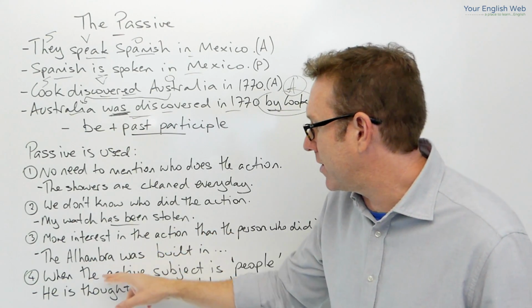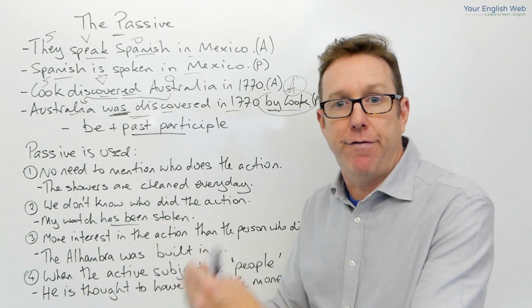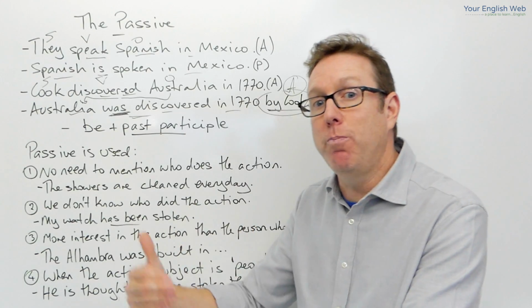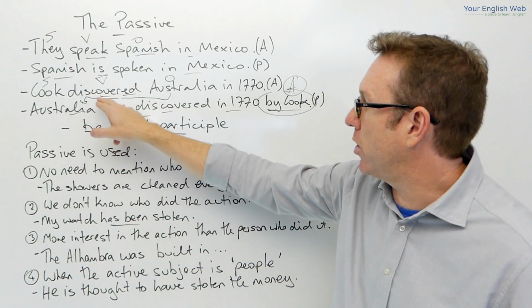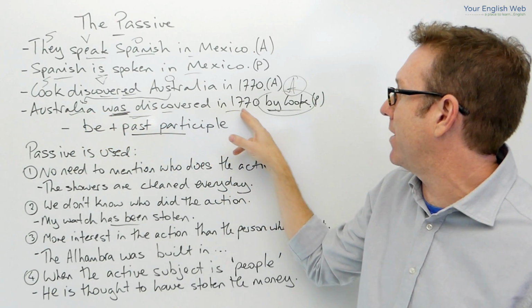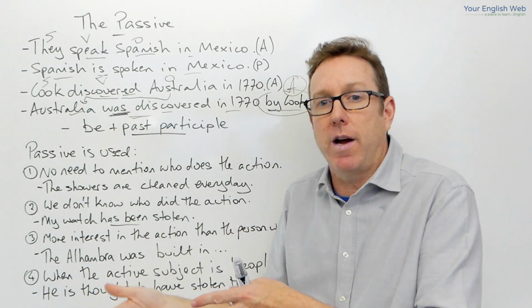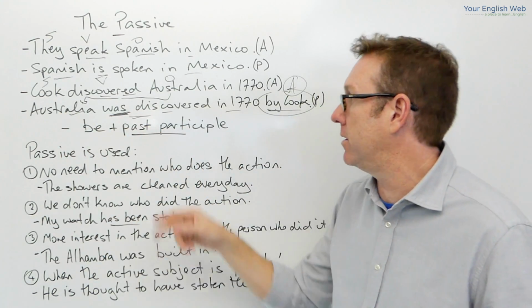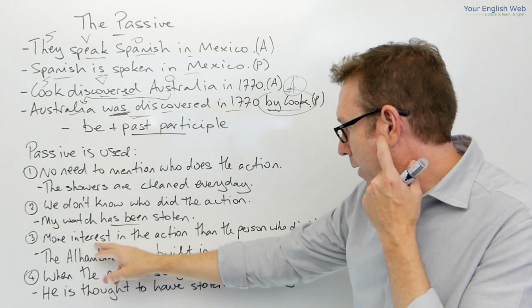So we're more interested in the fact that the Alhambra was built in the 14th century or whenever it was built than by who built it, okay? So there's more interest in this. This is also similar here. Australia was discovered in 1770. We don't really care who discovered Australia because there's more interest in the fact that it was discovered in that particular year. So there's more interest in the action.